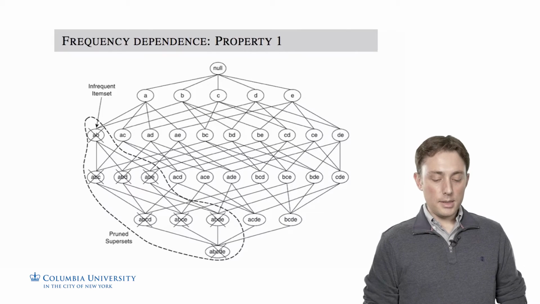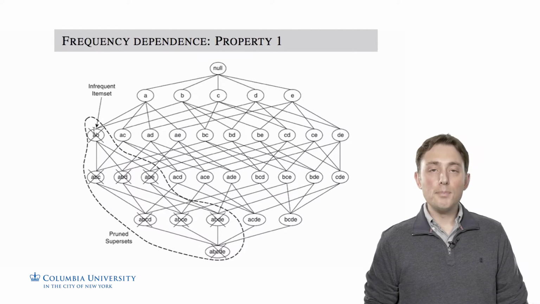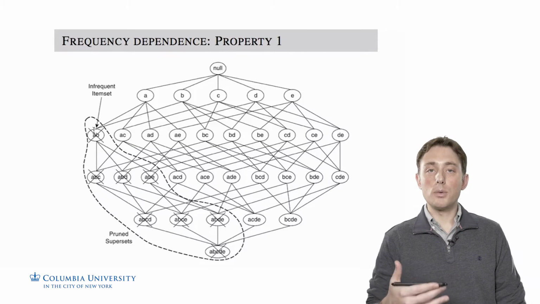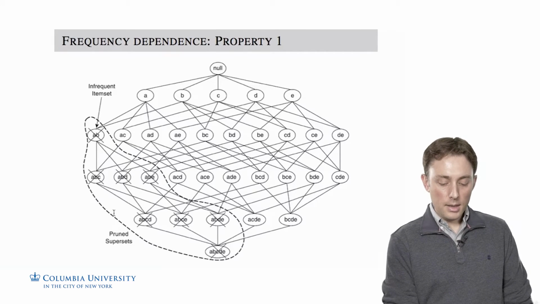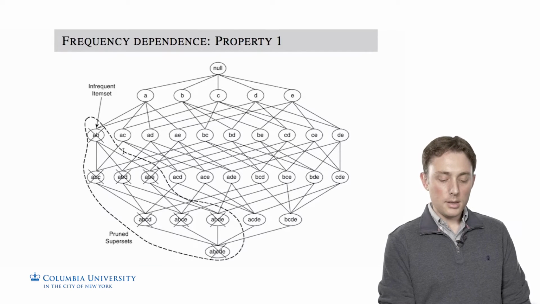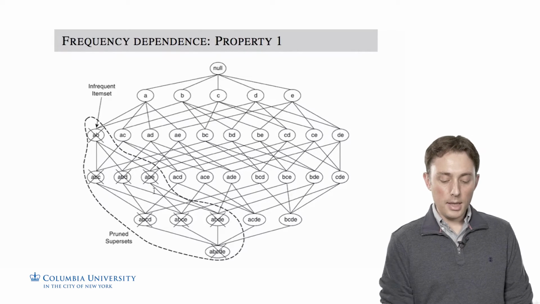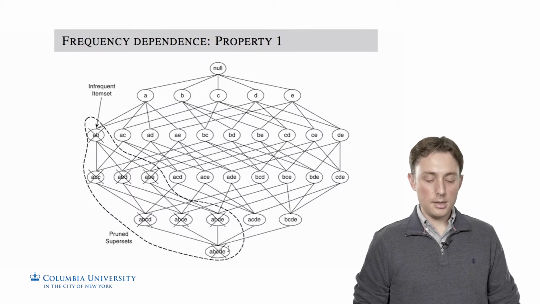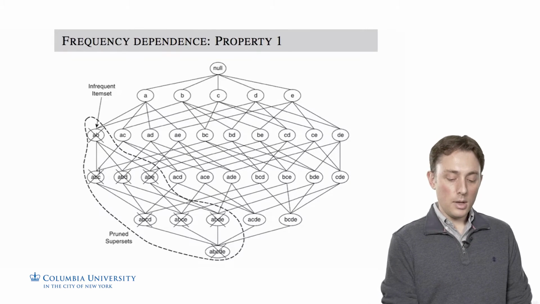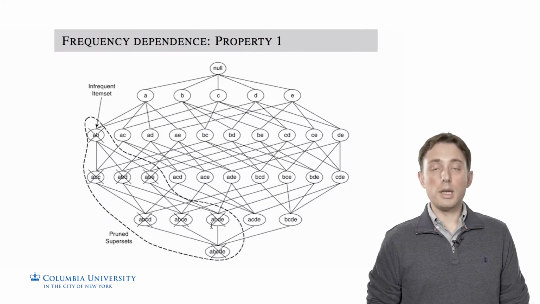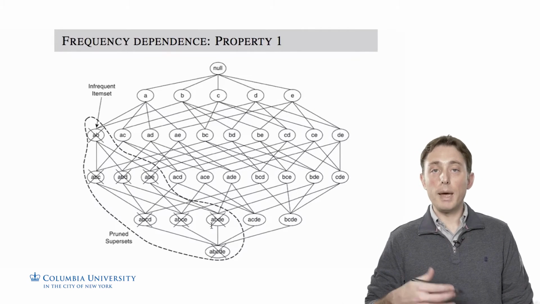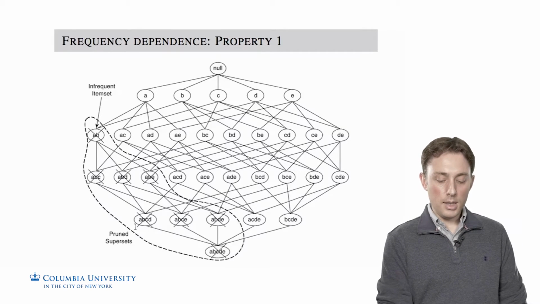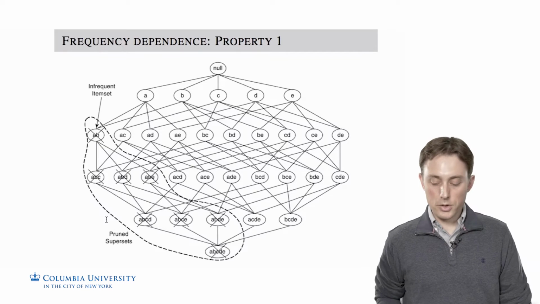So the first property says this: if A and B don't co-occur enough times to pass our threshold, then we can immediately eliminate all of these other subsets that contain A and B in them. So all of these sets that contain A and B as part of that set, we immediately know that any of these subsets also will not occur enough times to pass our threshold. So this is the first property. If we eliminate this set, we immediately can eliminate all of these subsets for checking.